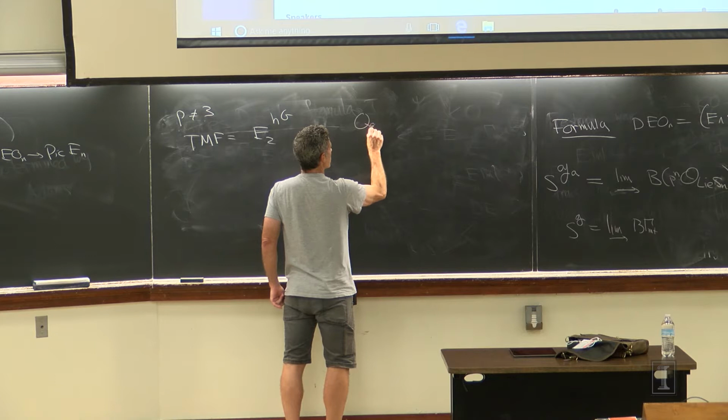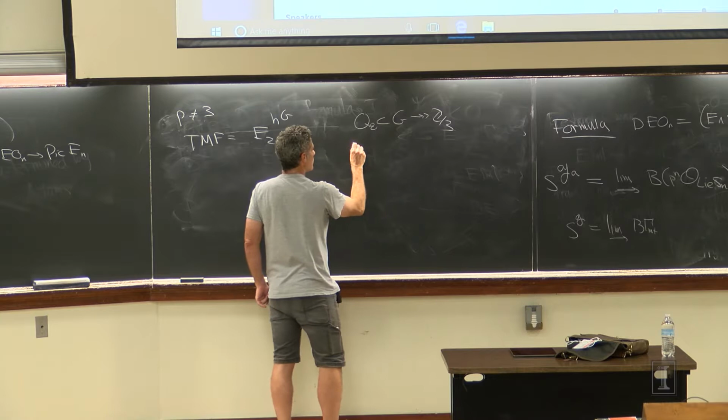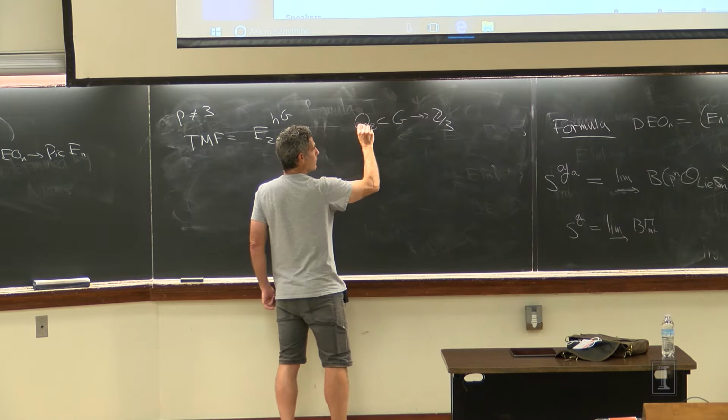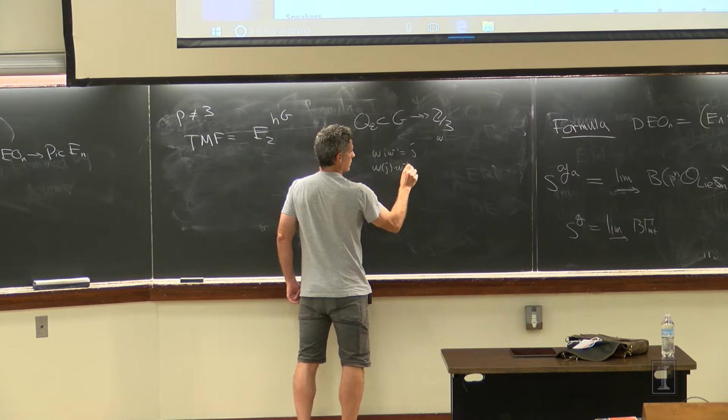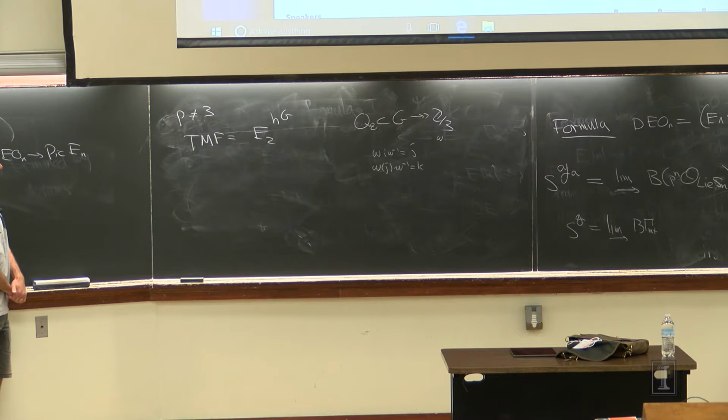So this is the quaternion group of order 8, and this cube root of unity acts, when I act by conjugation, by just cyclically permuting i, j, and k. By p not equal to 3, p equals 2.